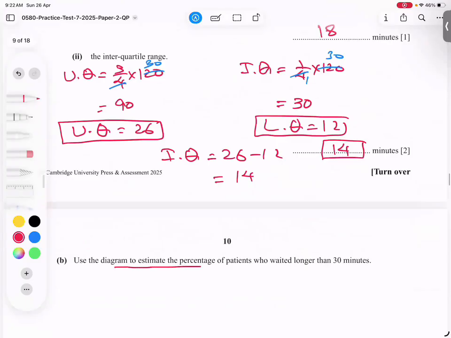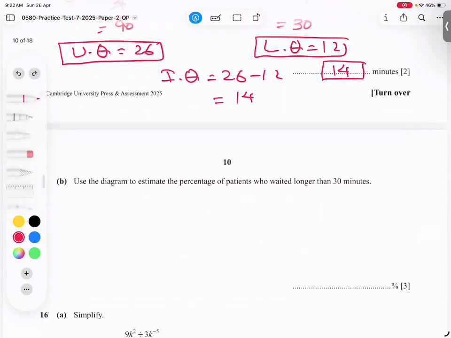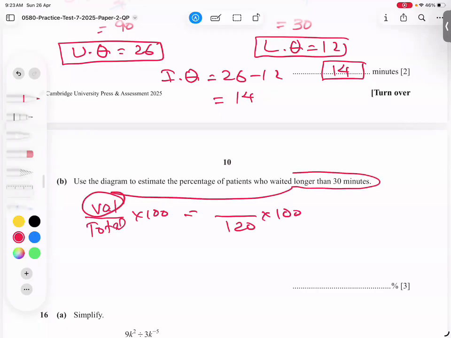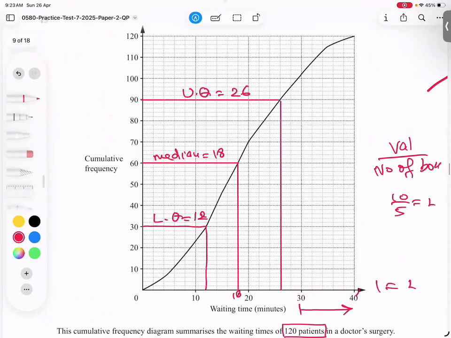Use the diagram to estimate the percentage of patients who waited longer than 30 minutes. For a percentage, take the value I'm looking for, divide by the total, and multiply by 100. The total is 120 patients, we know it very well, but we want to know how many waited longer than 30 minutes. So longer than 30 minutes is from here till this 40. We know there are 120 patients, but from 30 we need the number.